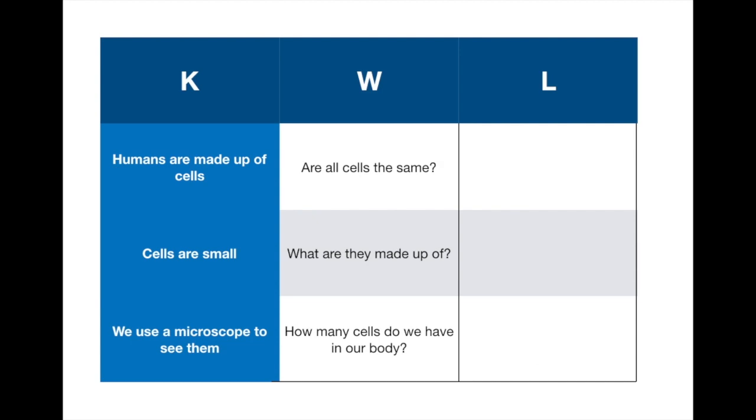Some things that I thought you might know about cells: that humans are made up of cells, and cells are very small, and we have to use a microscope to see them. What about things that you might want to know? How about, are all cells the same? What are they made of? How many cells do we have in our body?